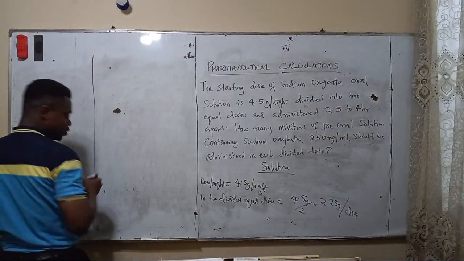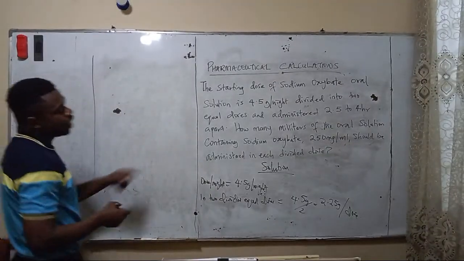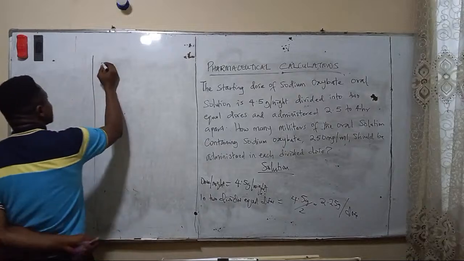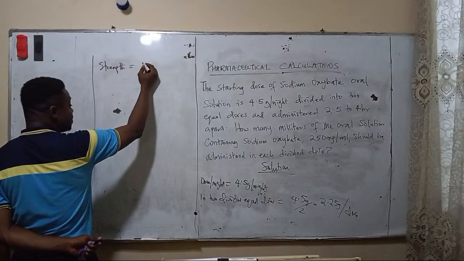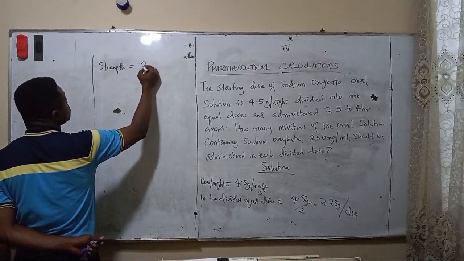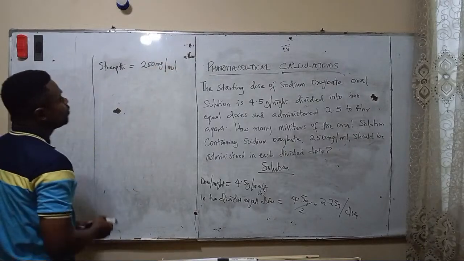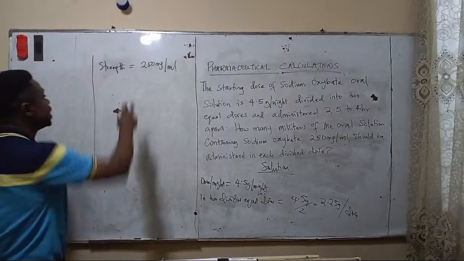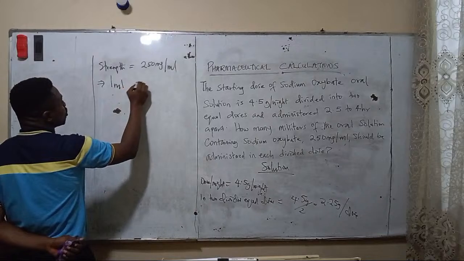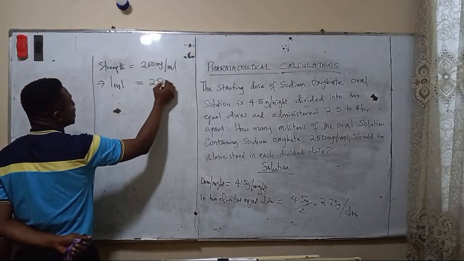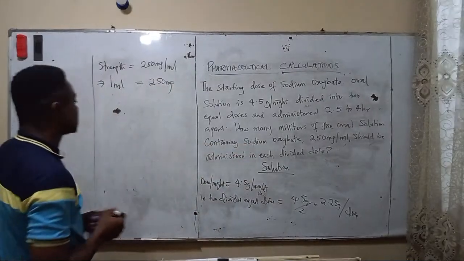If that is the case, you now go back to the strength. The strength of the drug in the medicine is 250 milligram per ml. By implication, this means that 1 ml of the solution contains 250 milligram of sodium oxybate. That's the meaning of this.